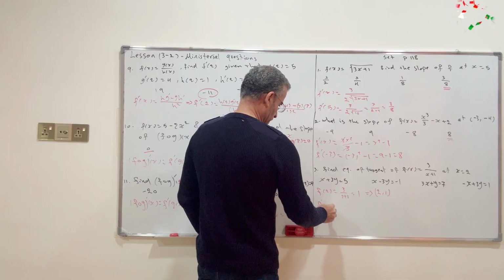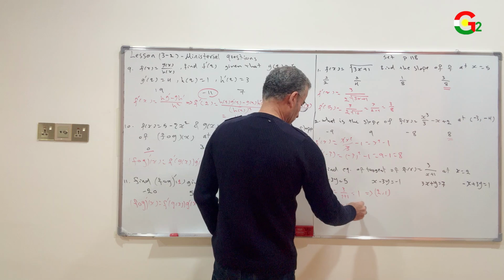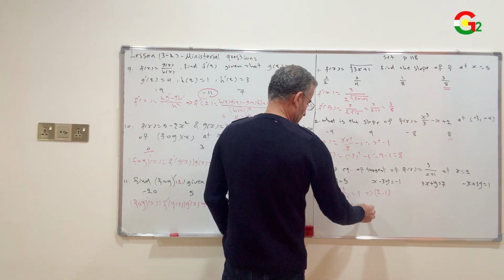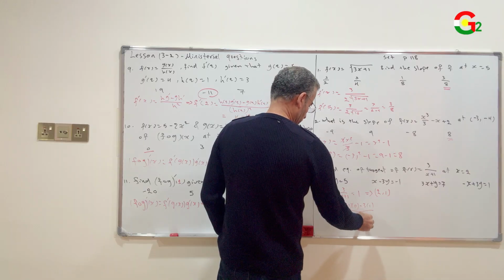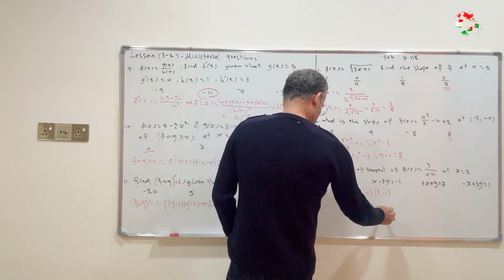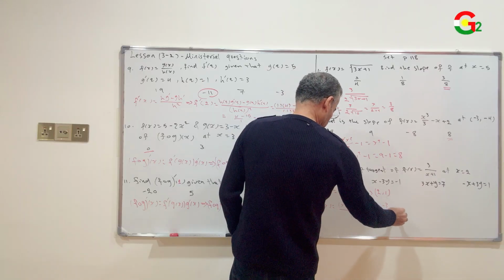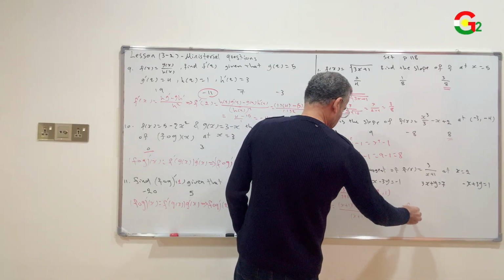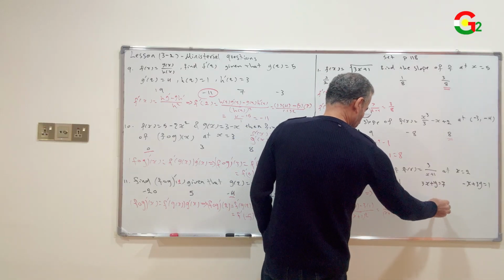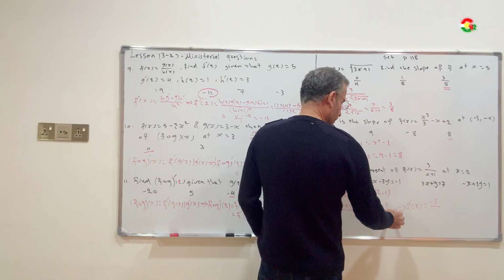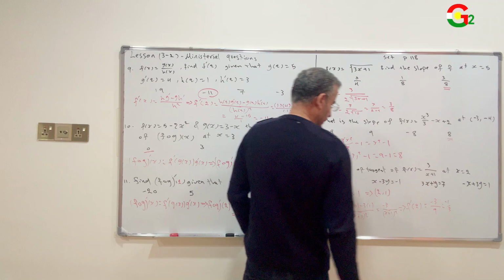f prime of x equal to x plus 1 times 0, derivative of the numerator, minus 3 times the derivative of the denominator 1, over denominator square, equal to negative 3 over x plus 1 square. At the point of tangency, f prime of 2 equal to negative 3 over 2 plus 1, 3 square, 9, equal to negative 1 over 3.